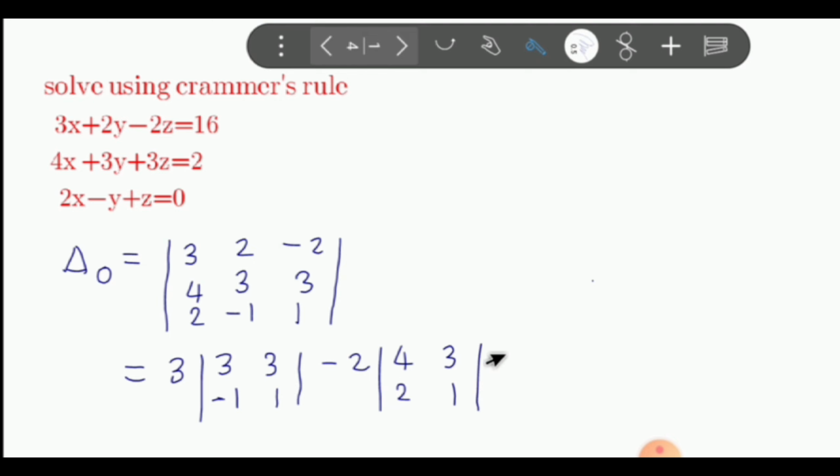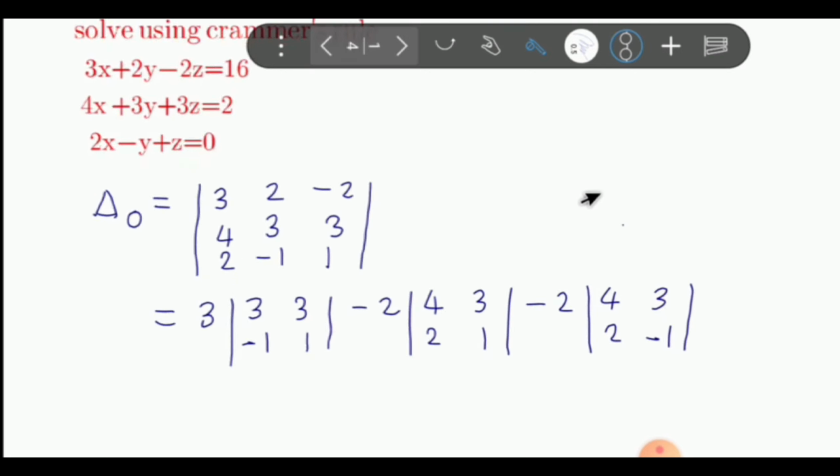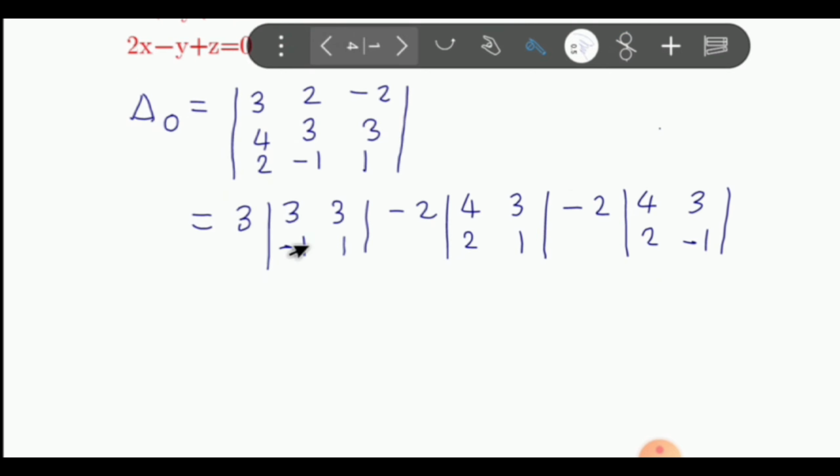Then here is minus 2. Roll down. I erase this row, erase this column. I'll be left with 4, 3, 2, minus 1. Roll this down. So here, put out the 3, this 3.